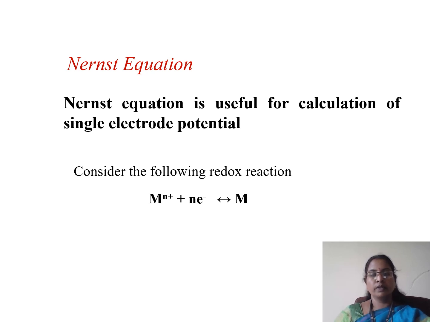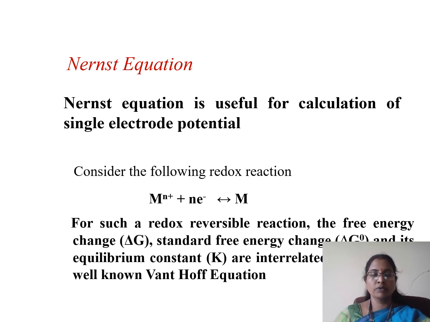It is represented by M^n+ plus n electrons gives rise to M. M^n+ means a metal carrying n positive charges, requiring n electrons for reduction. It will be reduced to the metal. So this is the general representation of a redox chemical reaction. It is a reversible reaction.